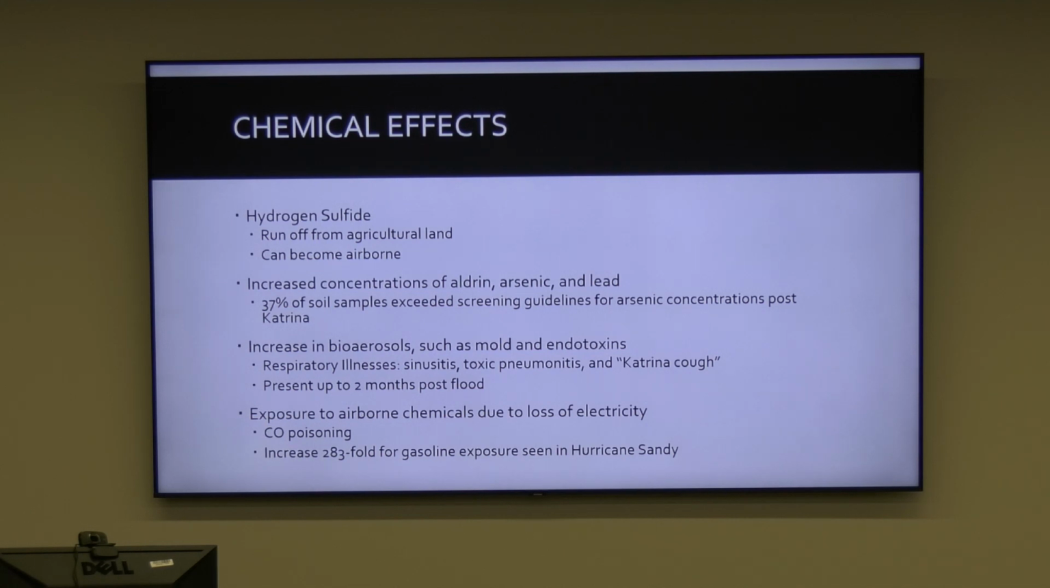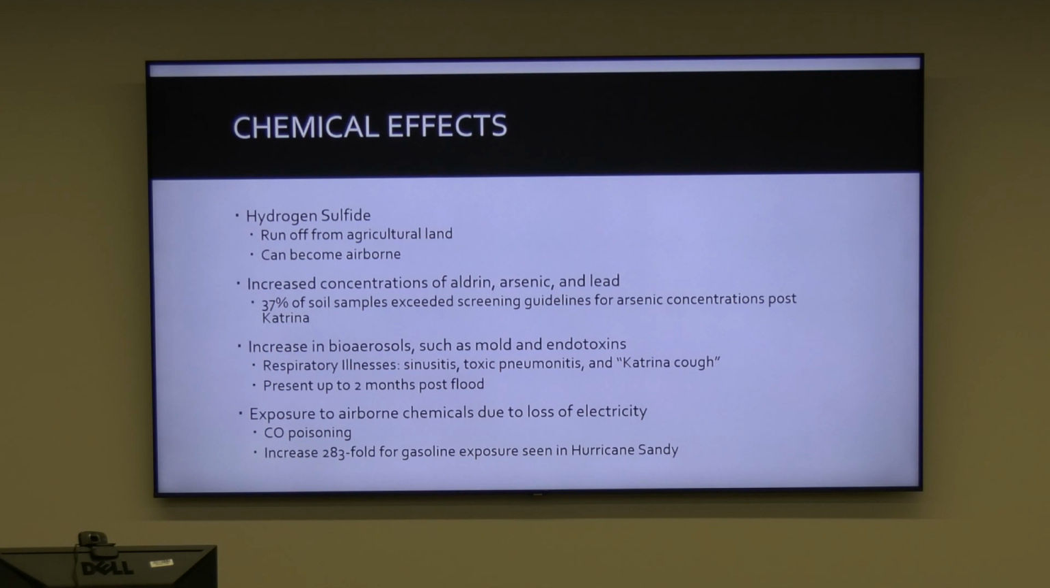So, the chemical effects of hurricanes. There are a few big ones that we don't typically think of, but it's really important to think about. Hydrogen sulfide is a common runoff of agricultural land, and as a result of flooding, it can become airborne and cause several respiratory illnesses as well. There can be increased concentrations of chemicals such as aldrin, arsenic, and lead.